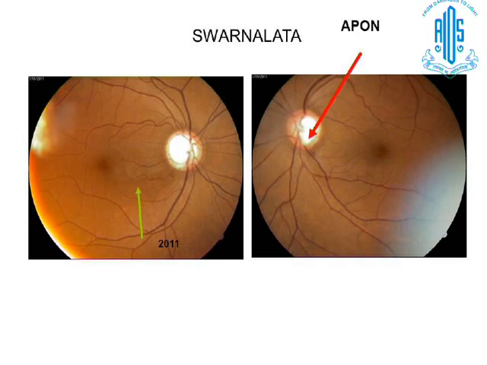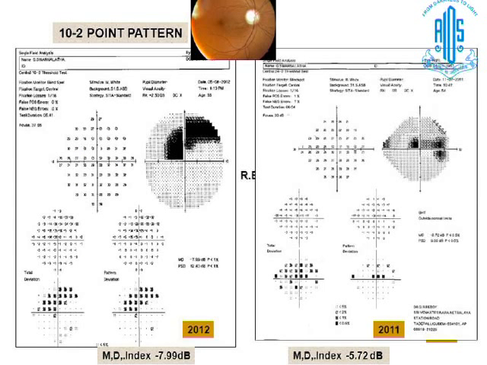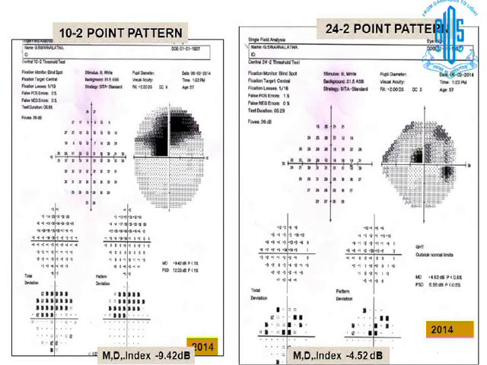And this patient, if you see, the nerve fiber layer defect is coming just like this, and this is the field. This means this glaucoma started in 10-2 and is progressing towards the 24-2 area, outside the 10-2 area. This patient is followed, and in 2012 had a mean deviation of -7 and -5, and the right eye is progressing. The mean deviation is now -9.